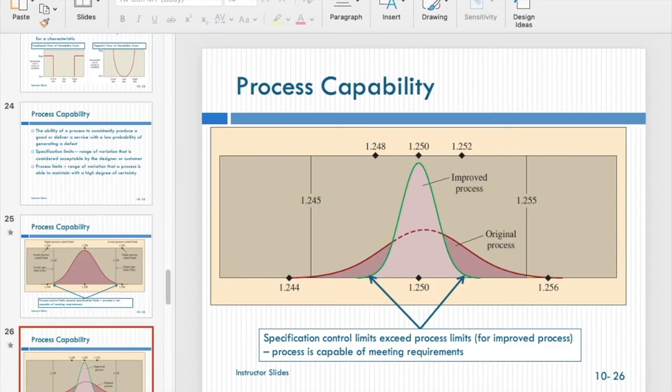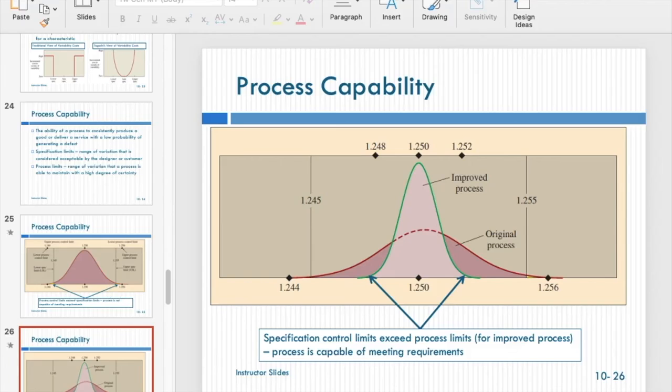So you use the 1.250 plus 3 times the smaller sigma, okay? And then you use the 1.250 minus 3 times the smaller sigma. That's how you get this green curve. And this time, you see this green curve is entirely within the range of 1.245 and 1.255. That's the point, all right?